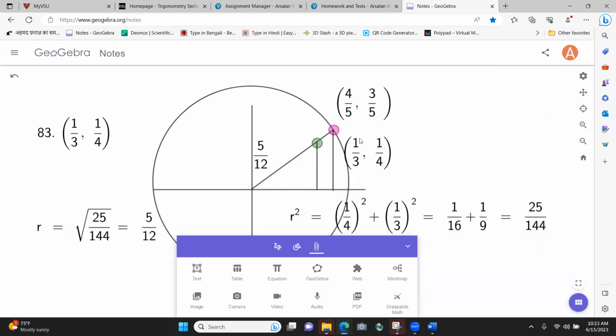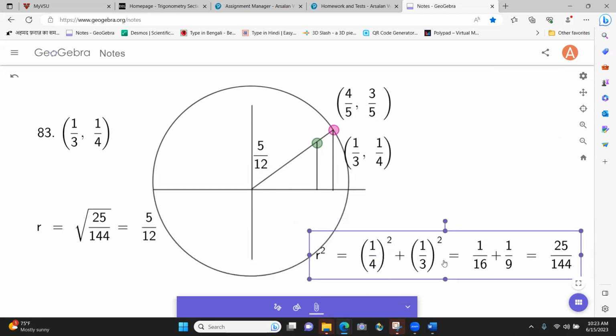Now, I'm going to check in my head, if you actually square 4/5 and square 3/5, trust me, your hypotenuse will turn out to be 1. I can see it. 4 squared is 16, 3 squared is 9, 16 plus 9 is 25, 25 divided by 25 is 1. So I know I didn't mess up.